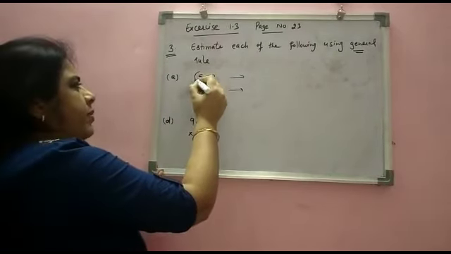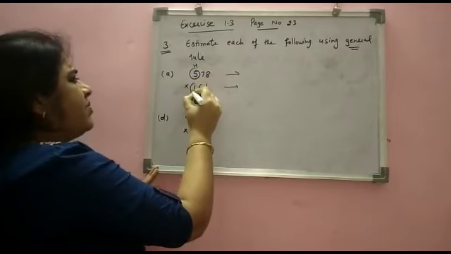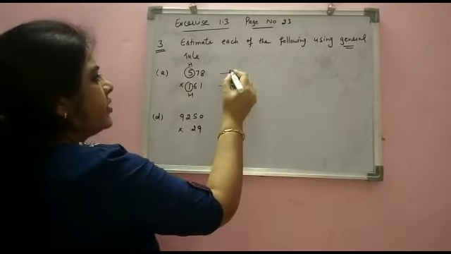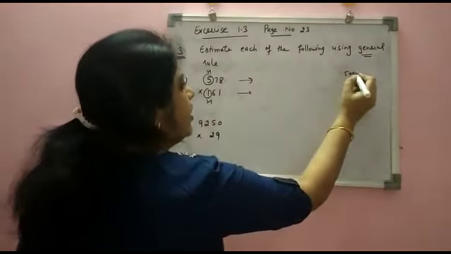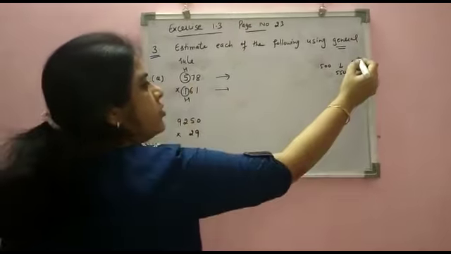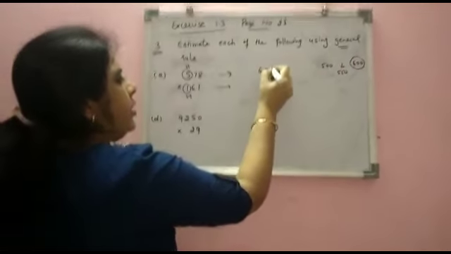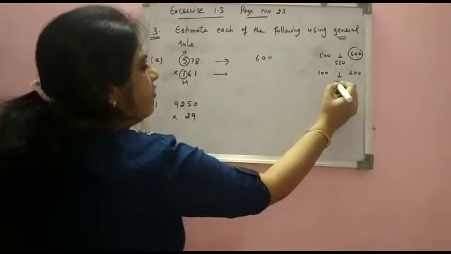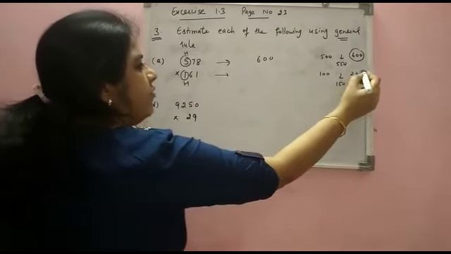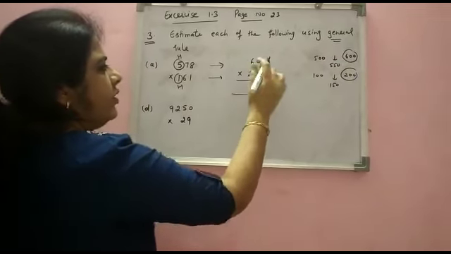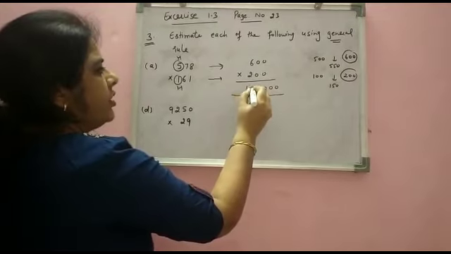Now, what is the maximum place of this number? 100. What is the maximum place of this number? 100. So both numbers will be estimated at the 100 place. So this number lies between 500 and 600. Halfway is 550. It's more than halfway, so it will move to 600. And this number also will be estimated at the 100 place, which lies between 100 and 200. Halfway is 150. It's more than halfway, so it will be 200. Now we are finding the product and the answer would be this one.